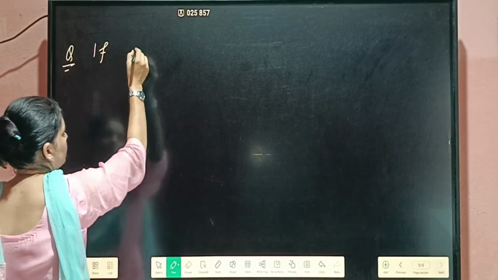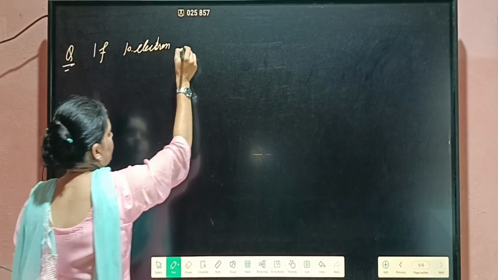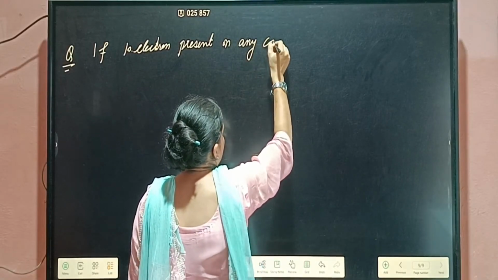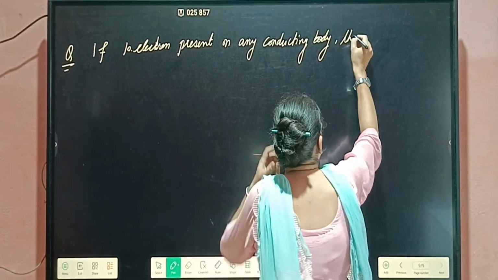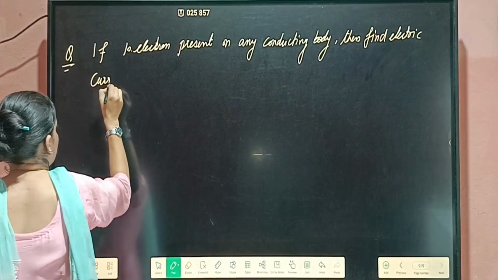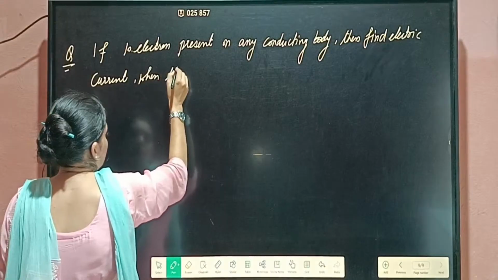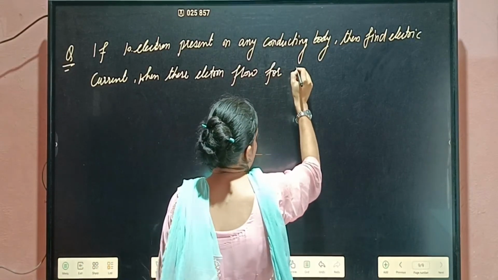Like this one, another question if we are taking: if ten electrons are present in any conducting body, then find the electric current when these electrons flow for 20 seconds.